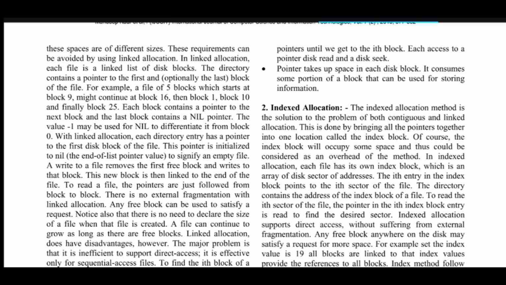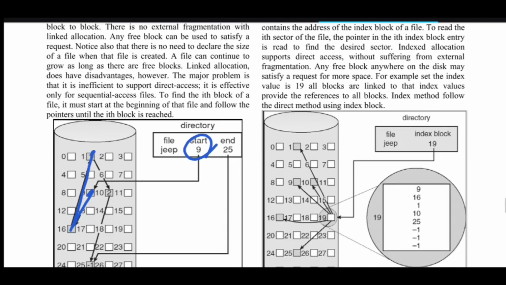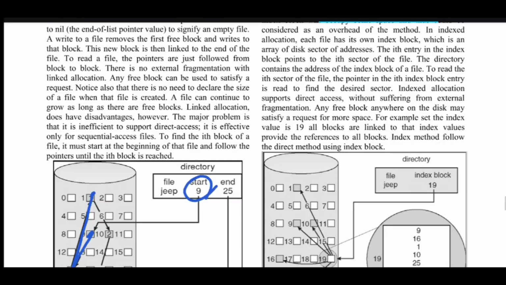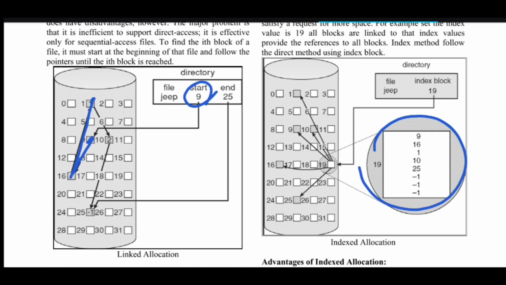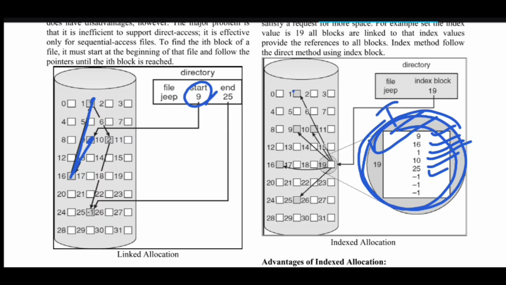Next we have indexed allocation. In indexed allocation there are mainly two types of files: one is the index file and the other is the data file. From the index file we can get the addresses of the data blocks, and then we go to those data blocks. Two types of files: the index file and the data file.